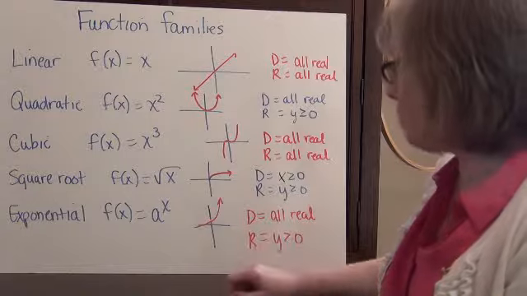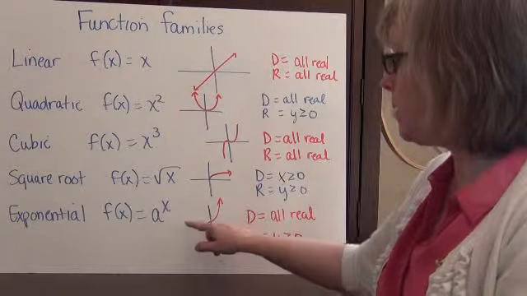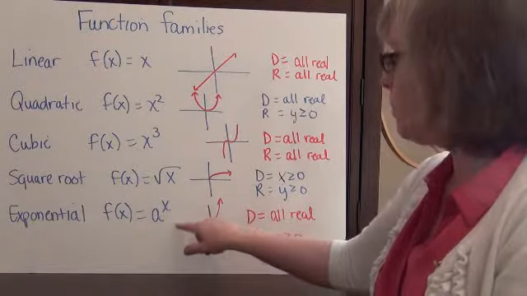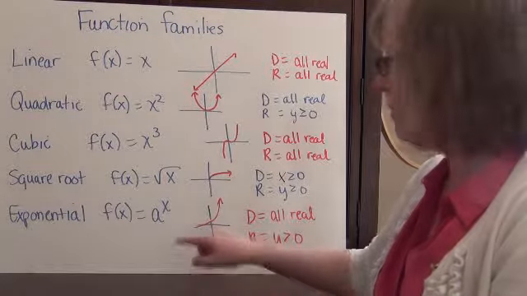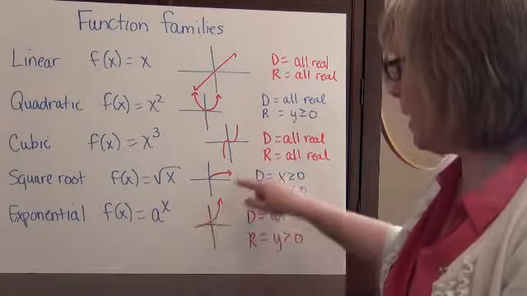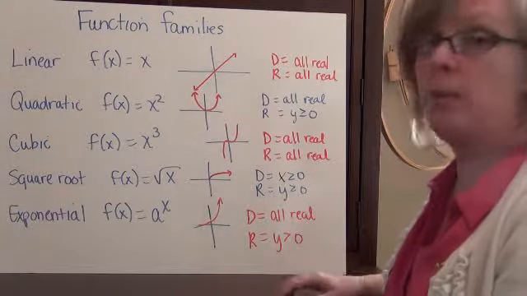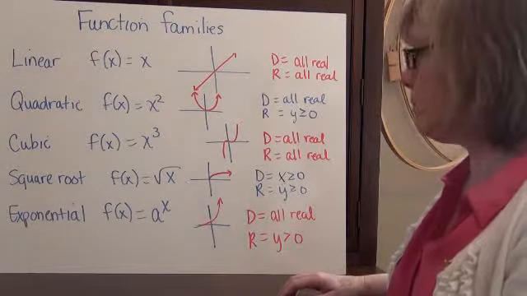However, the range is restricted because no matter how small I make this, it will never make this into a negative number. Okay? This number will stay, and so my range of this one has got to be greater than 0.